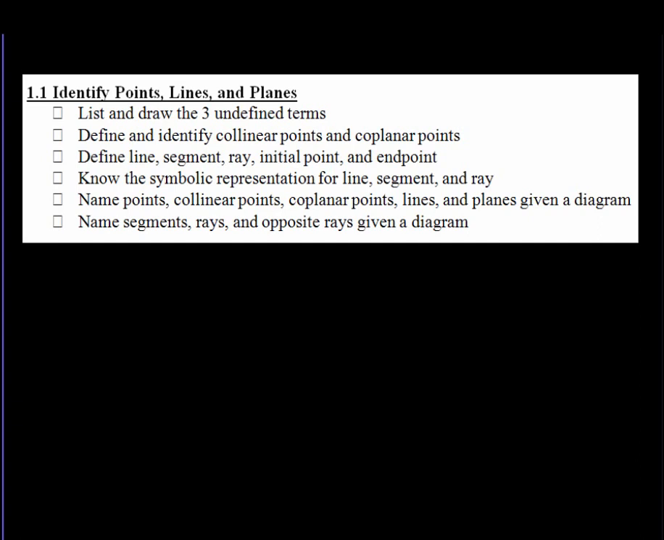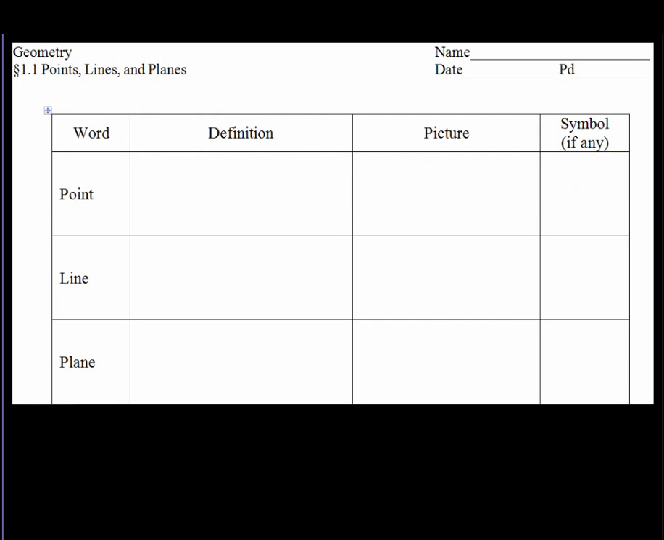And the last two things we'll need to do is name points, collinear points, coplanar points, lines, and planes given a diagram. And the other thing we'll need to do from a diagram is name segments, rays, and opposite rays. So let's go ahead and get right into it. Now, our three undefined terms in geometry are point, line, and plane.